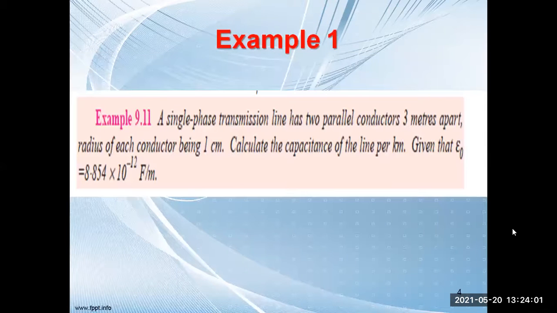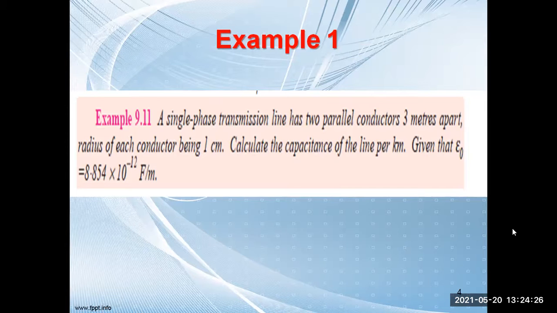Now we'll move to some numerical problems, because based on the capacitance formula we have discussed, we'll solve some numerical problems. So the first numerical problem is: a single phase transmission line has two parallel conductors 3 meters apart, the radius of each being 1 centimeter. Calculate the capacitance of the line per kilometer given that epsilon naught equals 8.854 into 10 to the power minus 12 farad per meter.